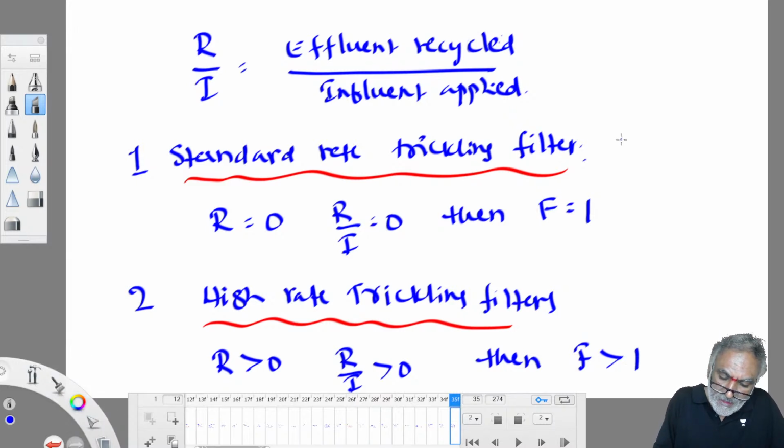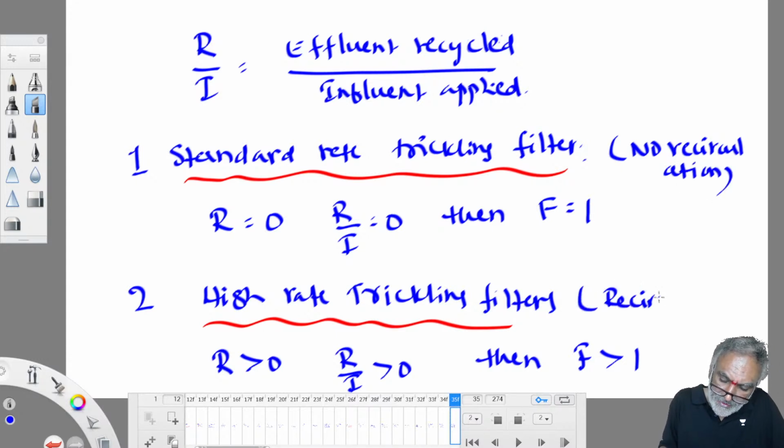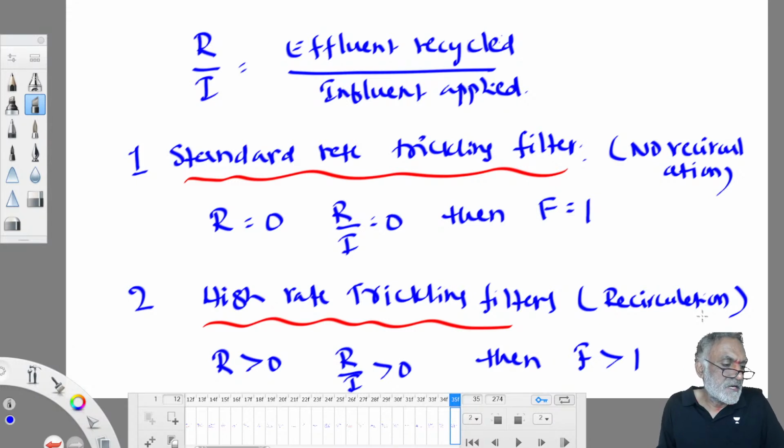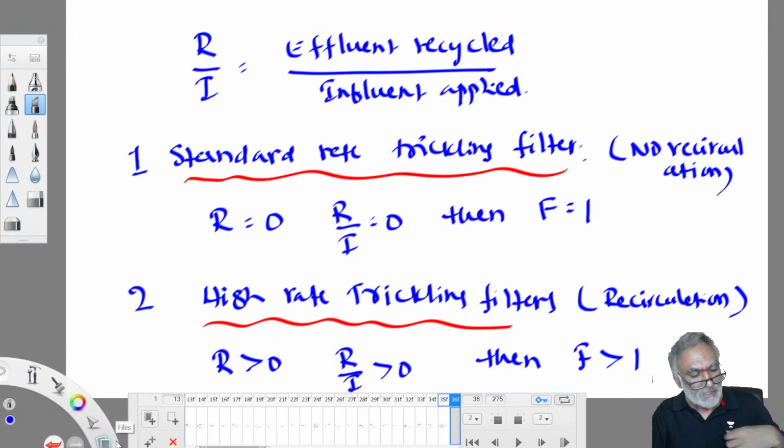Standard rate trickling filter, no recirculation of effluent. High rate trickling filter, there is recirculation of effluent. There is no recirculation in standard rate trickling filter. That point you have to remember. Okay. This is about trickling filters. So after trickling filters, then we move to sludge treatment.